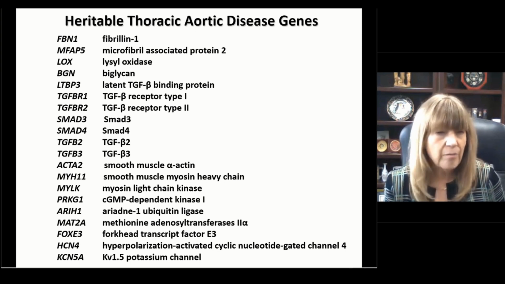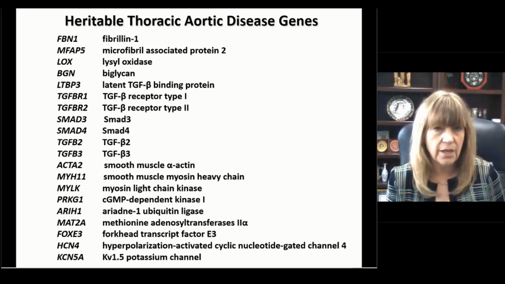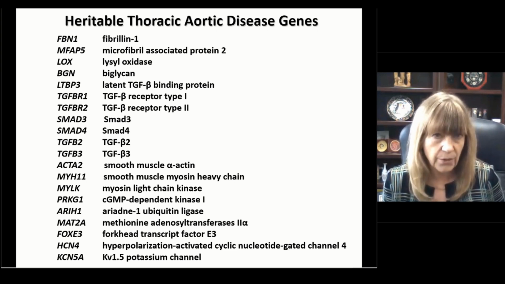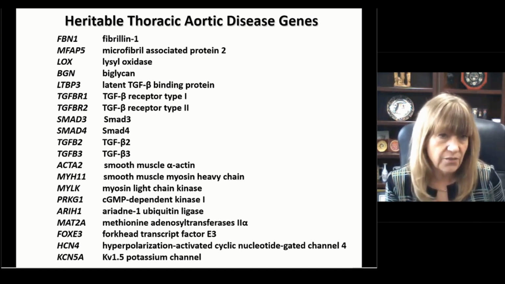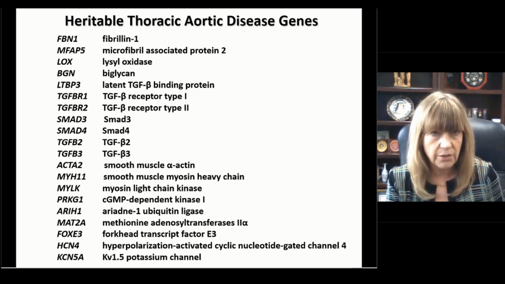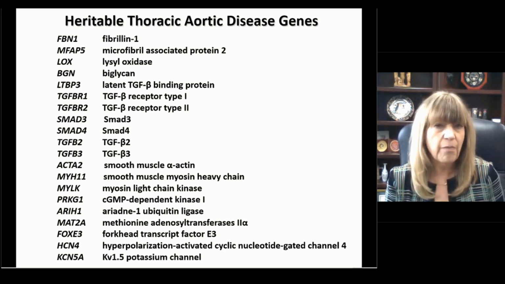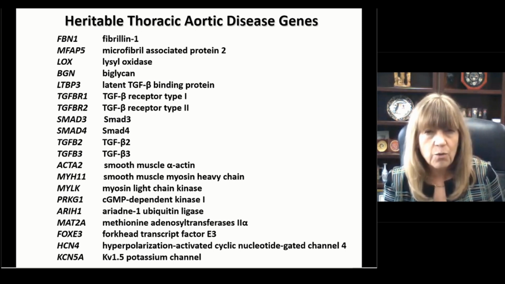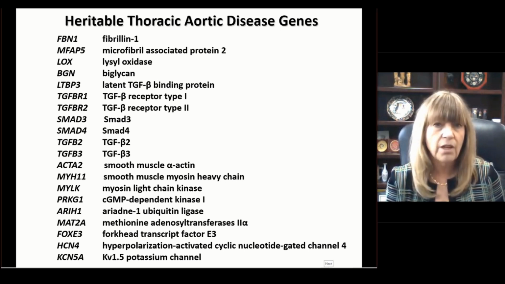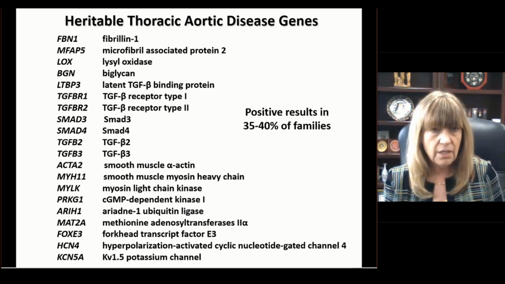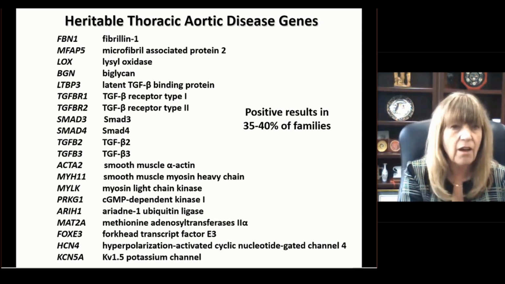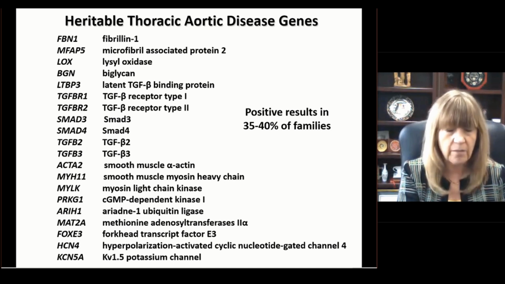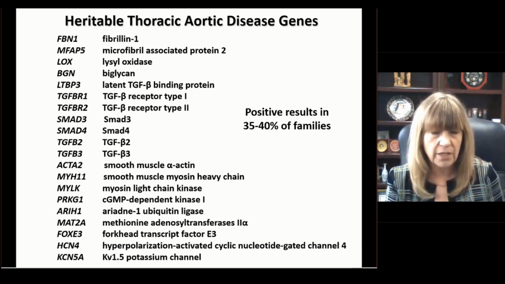So my lab and other labs around the world have been working to identify the genes that predispose to heritable thoracic aortic disease. This is the current list of genes that predispose to heritable thoracic aortic disease. And as you can see, the list is long. But despite having this long list of genes, we only can find the causative genes in about 35 to 40% of families. So we can solve or identify the causative gene in some of the families, but still the majority of families, we have yet to identify the causative gene.